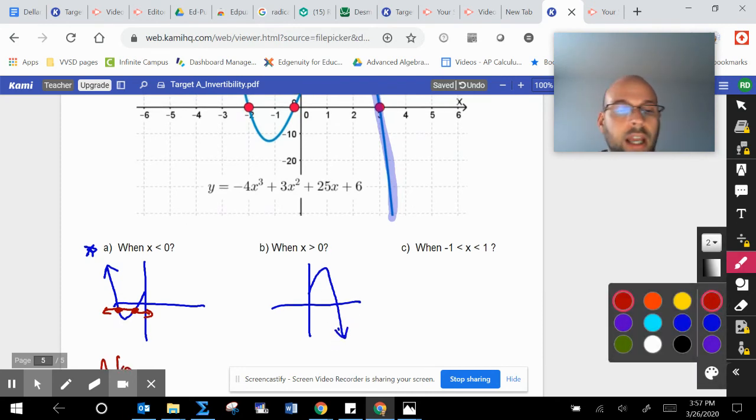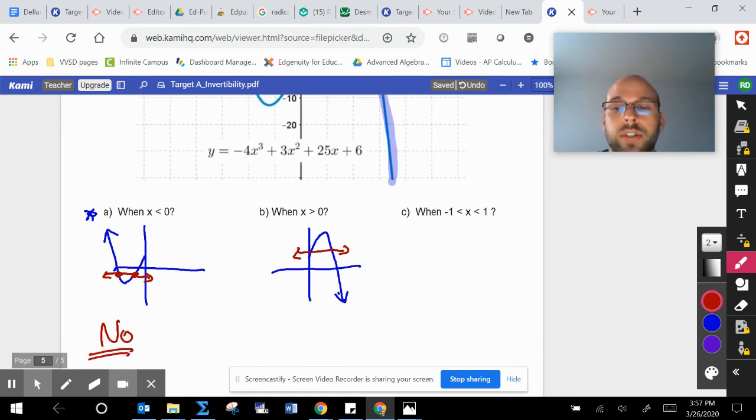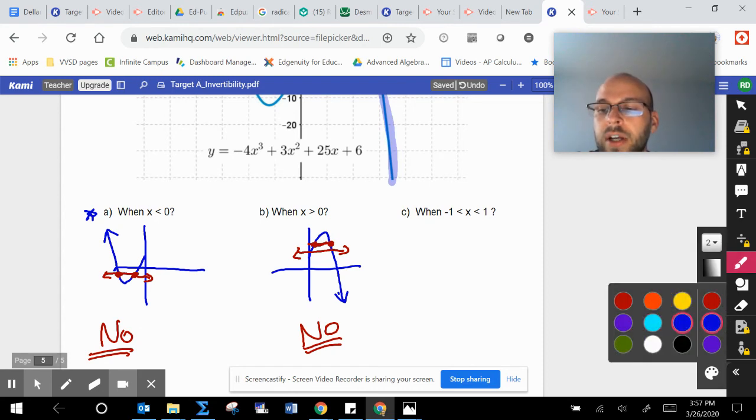Now, I think similar to part A, if I draw a horizontal line on this, this will not pass the horizontal line test. So again, is it invertible over that restricted domain, over just that chunk of graph? And the answer would be no. No matter where I draw that horizontal line, you're going to get 2 points of intersection. Okay, let's go to part C.